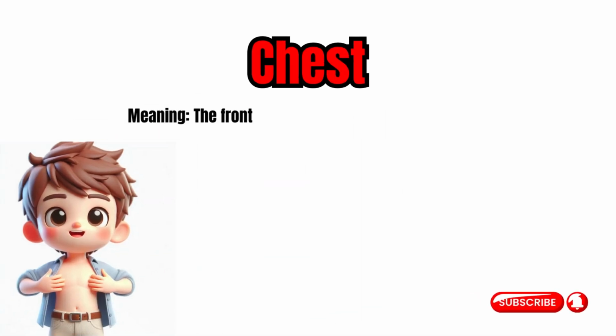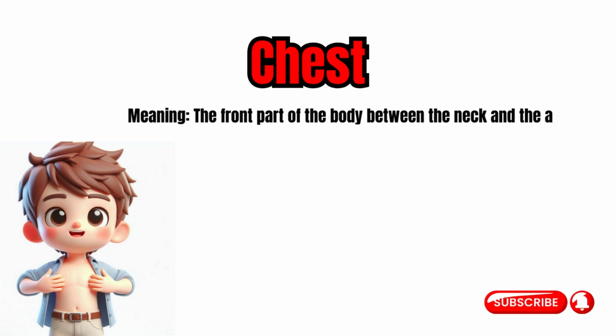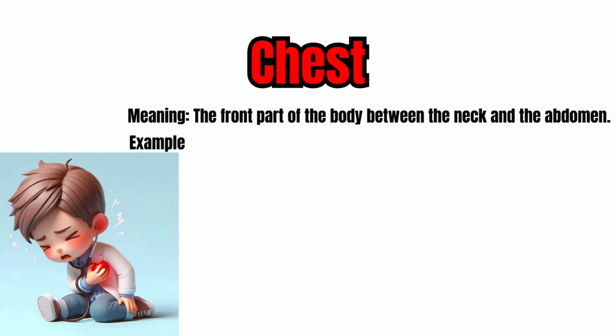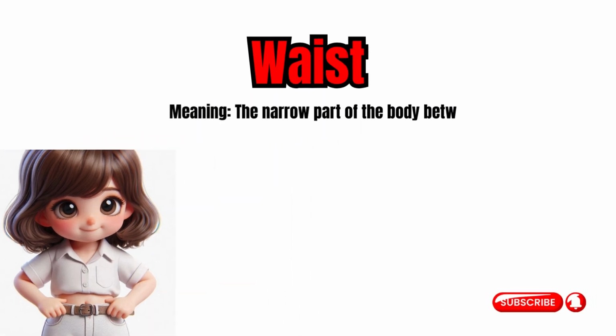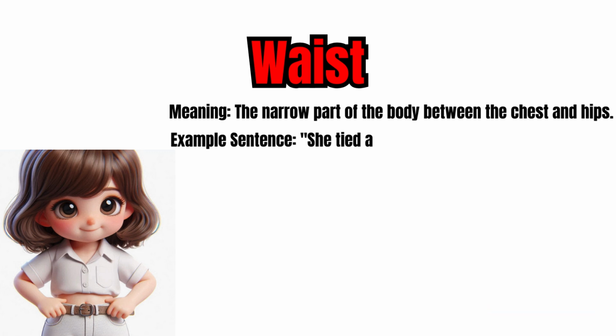Chest, meaning the front part of the body between the neck and the abdomen. Example sentence: he felt a pain in his chest. Waist, meaning the narrow part of the body between the chest and hips. Example sentence: she tied a belt around her waist.